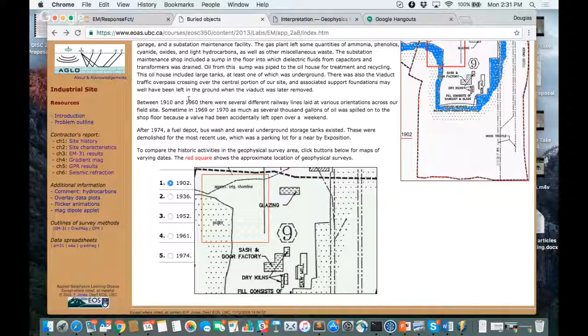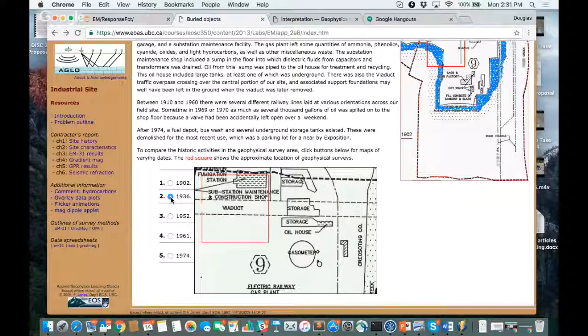So this was 1902. There was a glazing plant up here. In most everything I'll show you, there's a red outline. It's 100 meters by 100 meters, so it's a little bit bigger than what you guys are doing. The old water line, this was where water was, so the shoreline was up in here, and there was a sash and floor factory over here, dry kilns, early 1900s. By the time you get to 1936, things are filled in. They've got a viaduct here. There's a substation here, storage. There's an oil house over here, and a number of things have changed.